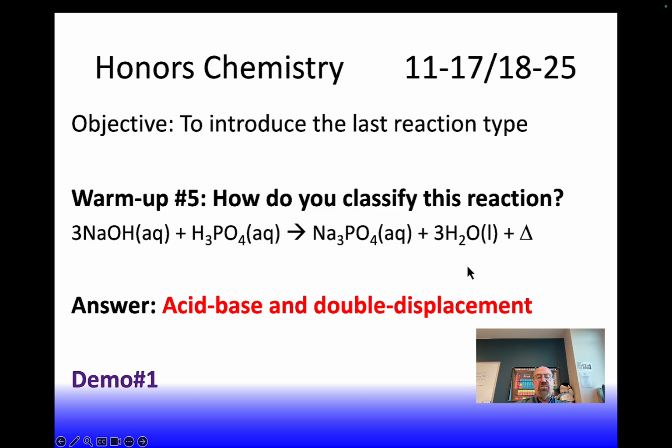Now, what is the driving force for this reaction? It's formation of water. Okay, you don't need a solubility table to predict this type of double displacement reaction. As long as you have an acid and a base, it will always make water and a salt. And in chemistry, all a salt means is an ionic compound.